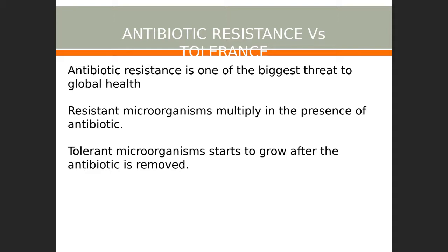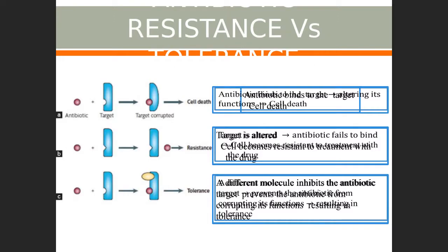removed from the body. If you see in this picture, this is the antibiotic and this is the target site. As soon as the antibiotic binds to the target site, it will corrupt the target. Now this target can be anything. It can be the cell wall, the cell membrane, DNA, ribosomes, folic acid synthesis, anything. As soon as it binds the target, it corrupts the target and leads to cell death.